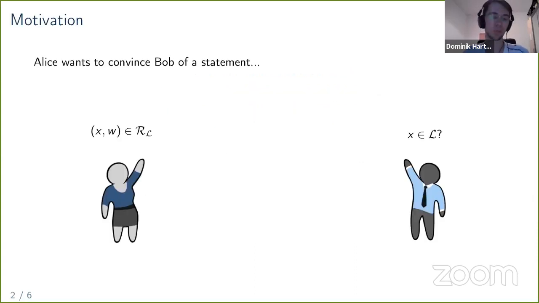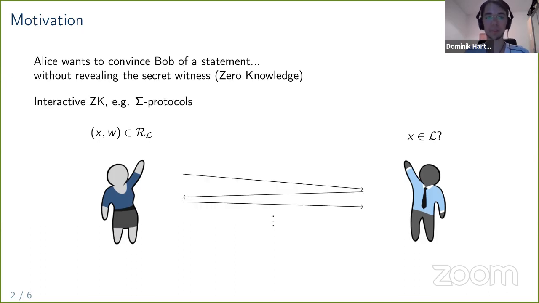And so we've seen the setup before, but let me briefly recap it. We have Alice who wants to convince Bob of some statement, but Alice does not want to reveal her secret witness, so we want zero knowledge proofs. And there are two broad types: interactive protocols like Sigma protocols, as we've seen in the talk before, where Alice and Bob exchange multiple messages. These protocols are often really simple and well understood, but have the disadvantage that both parties have to wait for the other person's messages, and they are also non-transferable.